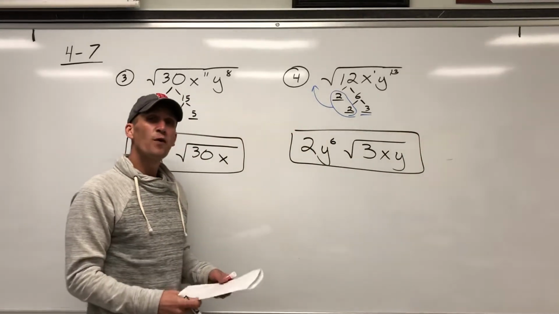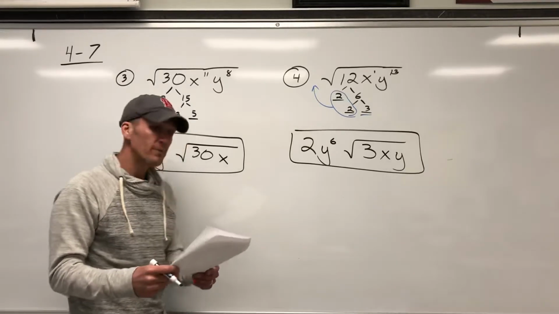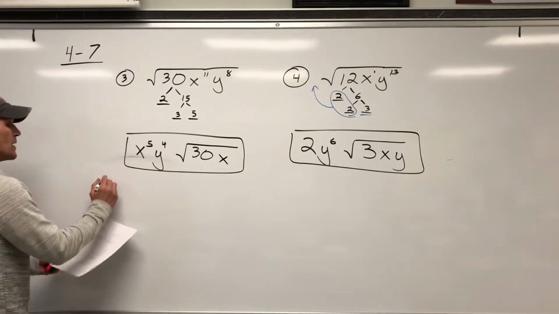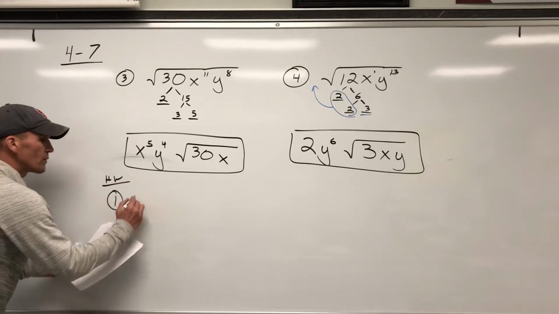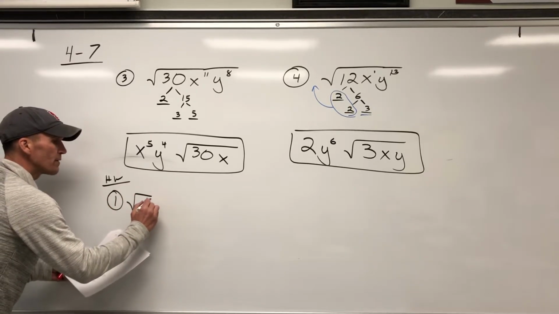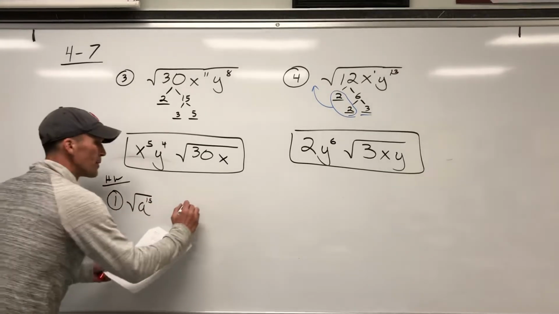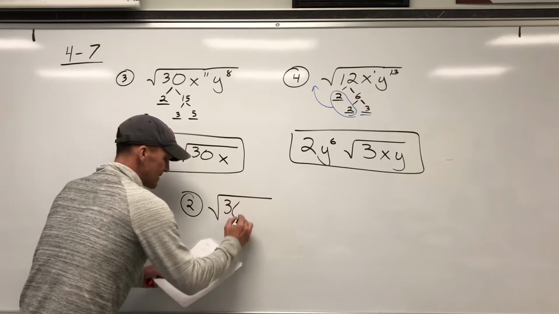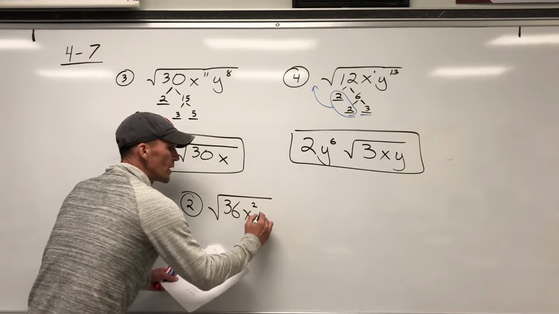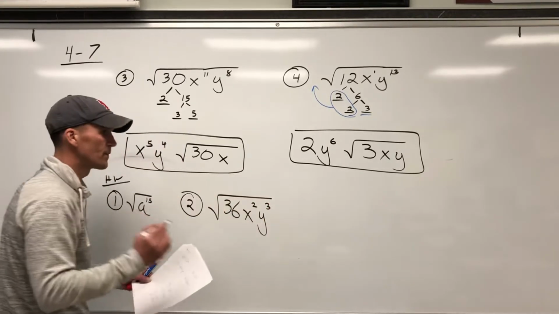All right, you guys are going to have 4 homework or independent practice problems today. I'll write them underneath here. So, we got number 1. You're going to do the square root of a to the power of 15. Number 2. You're going to have the square root of 36 x squared y to the 3rd.